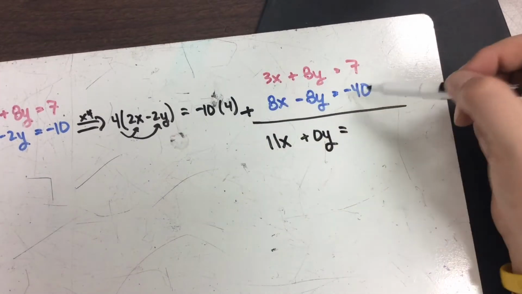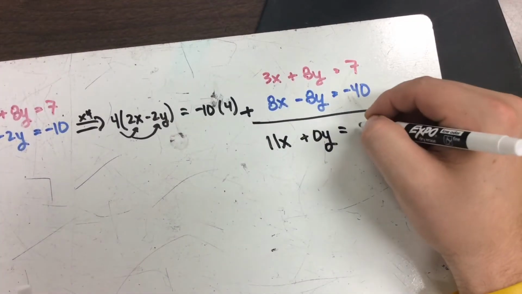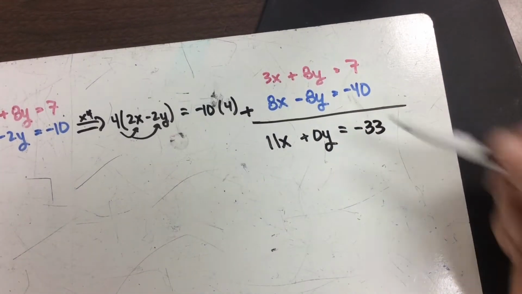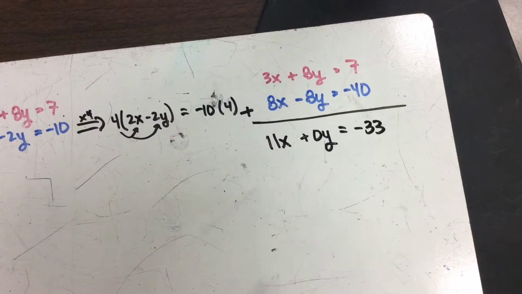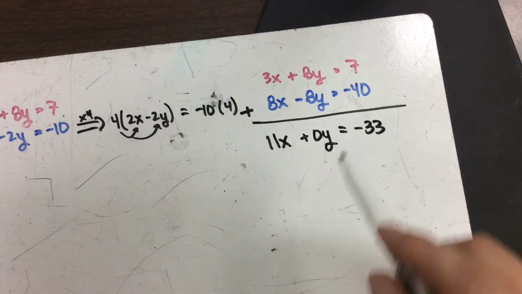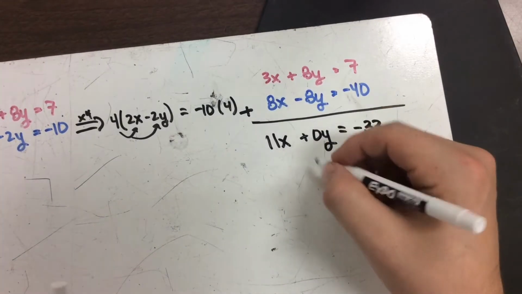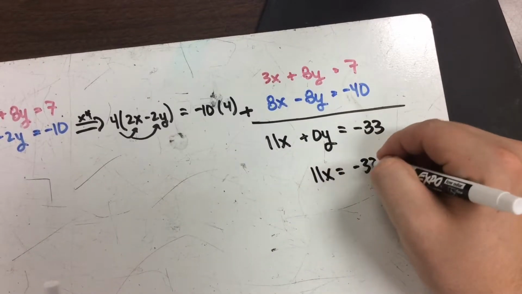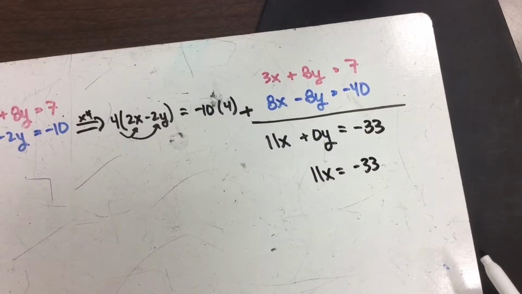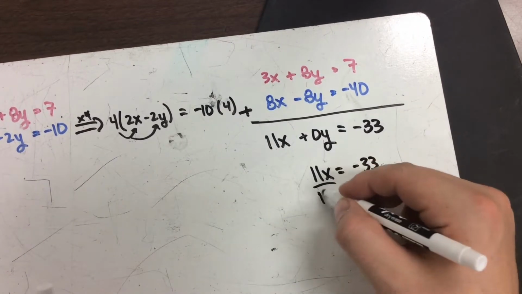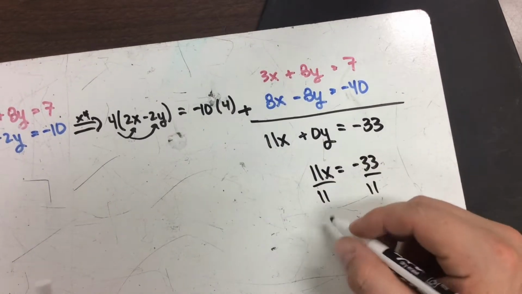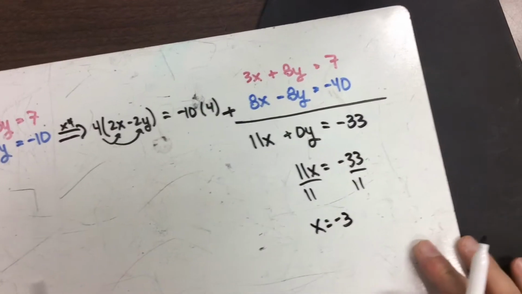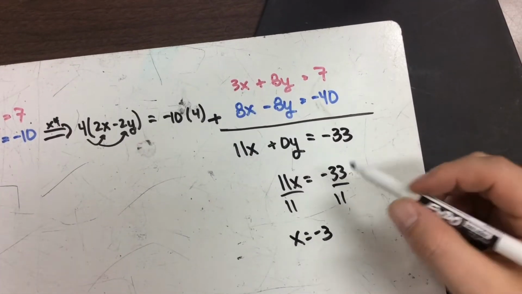7 plus -40 is going to give me a -33. As I go through this, did I eliminate a variable? Yes, I eliminated y. Let's clean this up. I have 11x equals -33. To get x by itself, I'll divide by 11. This will give me that x equals -3. I'm not quite done yet, though. I need to figure out what y equals.